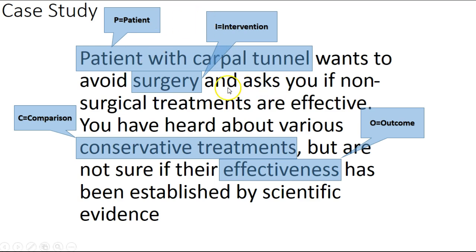Our intervention, we could be specific with that. I'm sure there are specific names for surgical procedures that have been used in patients with carpal tunnel syndrome. And then I've already said this, but our outcome could definitely be more specific. What is it that you want to see with either the surgical intervention or the conservative treatment?